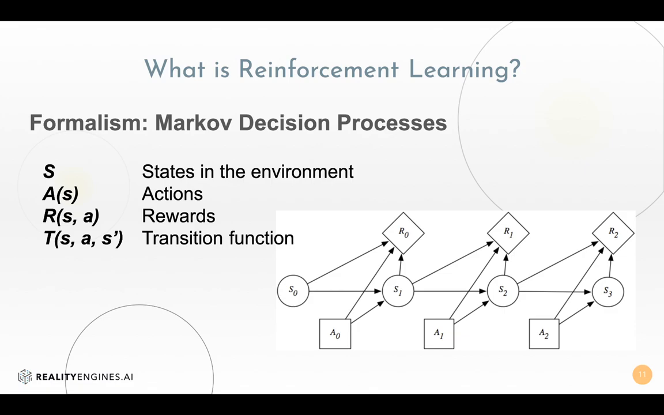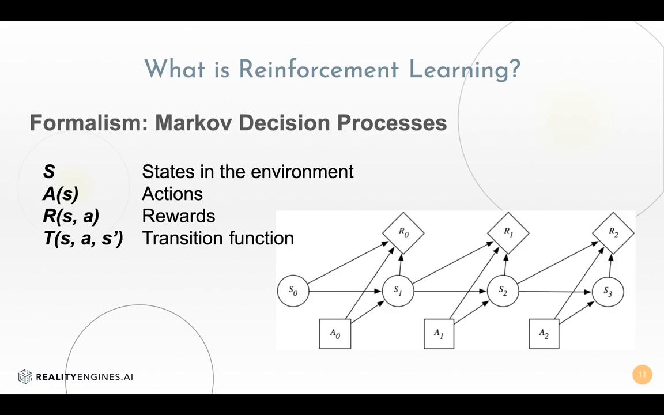The environment consists of a set of states S. We're going to go into examples of these in a bit, but it's a set of states. So we have four states in this little image, for example. We have a set of actions you could take based on each state. So from S0, we can take an action that takes us to S1. So we have a set of actions associated with each state. We have a set of rewards based on a state and an action.